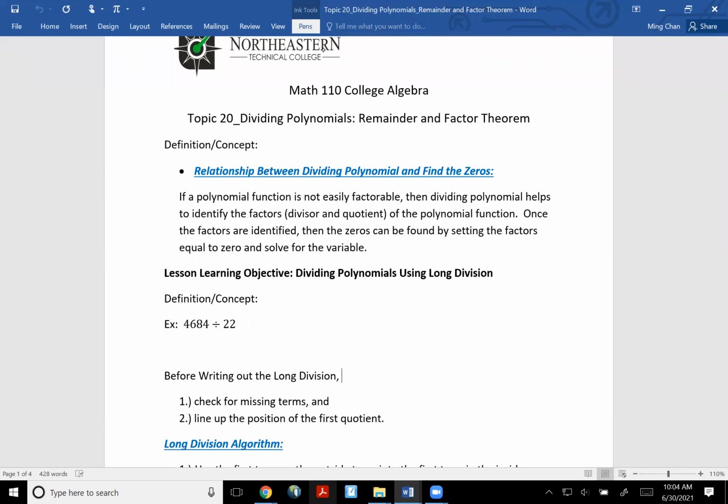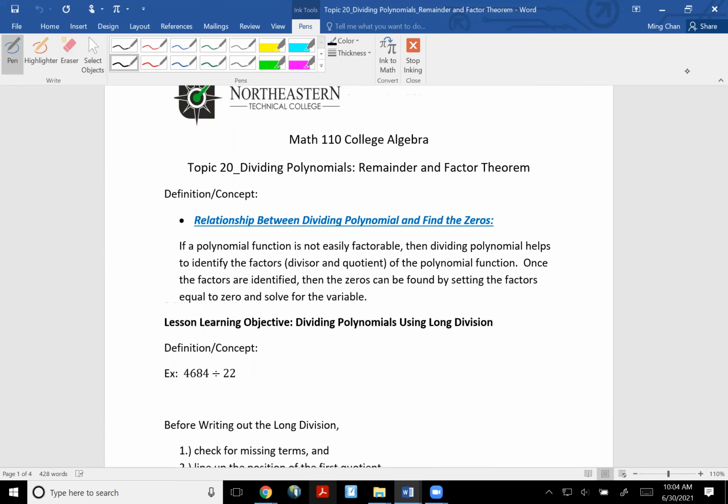I'm going to give you a perfect example that I already kind of mentioned before. If I have an x squared minus 4, we know this difference of squares can be factored into x plus 2 times x minus 2. So if this is a polynomial function and I want to find the zeros, then I factor. Once I factor, I set each factor equal to 0 and solve for x.